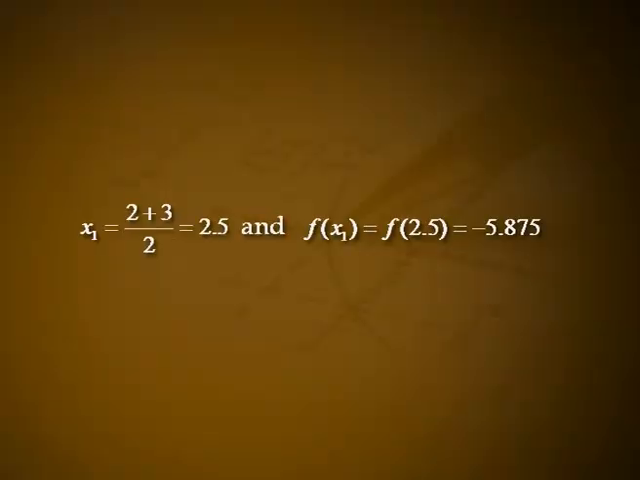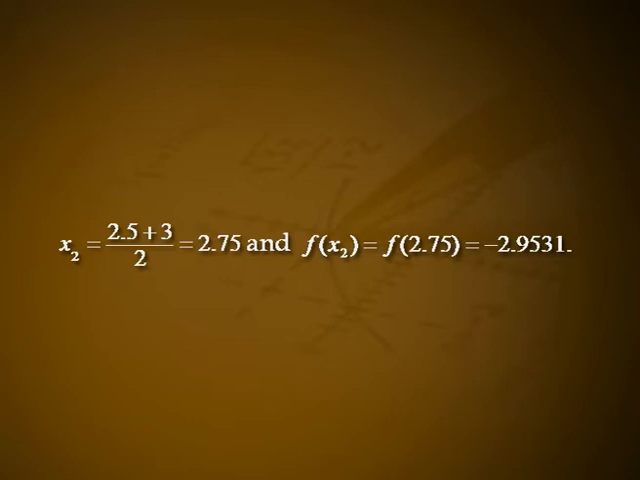Step 2. Since f(2) times f(3) is less than 0, a root lies between 2 and 3. Then x1 equals (2 + 3)/2, that is 2.5, and f(x1) equals f(2.5), which is equal to minus 5.875. Step 3. Since f(2) times f(2.5) is greater than 0, a root lies between 2.5 and 3. Then x2 equals (2.5 + 3)/2, that is 2.75, and f(x2) equals f(2.75), that is minus 2.9531.